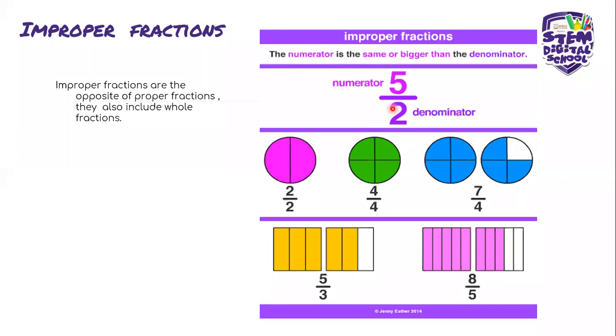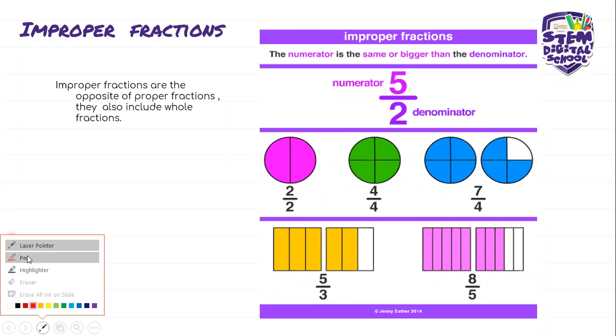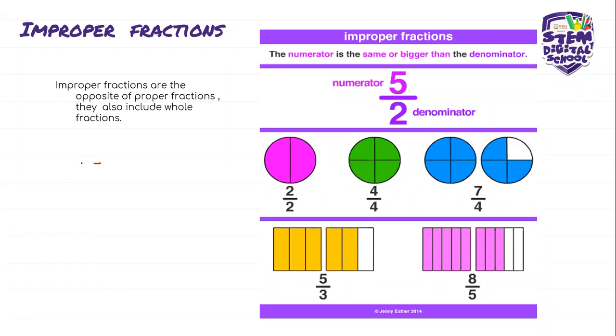It's a fraction that does not help when you're navigating with a whole number. For example, I have 5 over 3. Right, so you have 5 over 3.